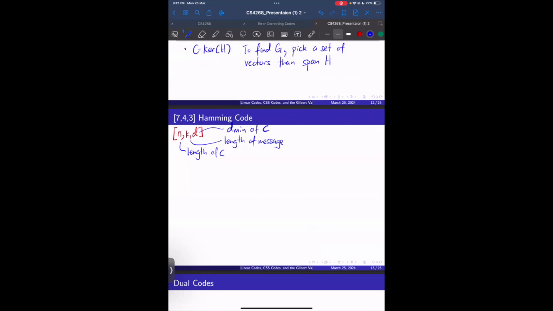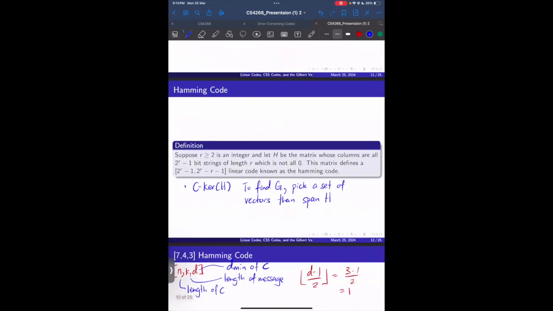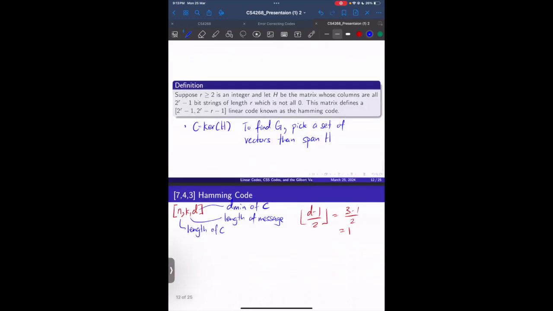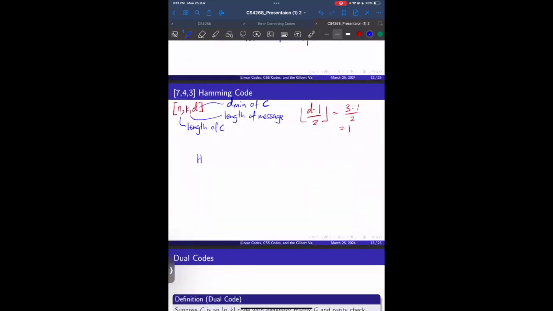So you can see that because this is a 7-4-3 Hamming code, recall that it can correct up to (D minus 1) over 2 errors, right? In this case, well, there is just one. It can correct a single bit flip. So recall the definition of the Hamming code, right? The parity check matrix is just all the bit strings that are not the zero string, right? So we can write H equals to this guy. I'm just gonna list out all the bit strings here.